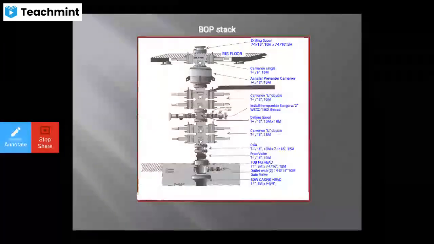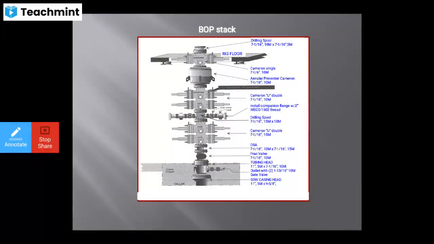So it's an arrangement of your BOP stack. So you can see the rig floor. After that, your drilling spool and Cameron single 7 by 6 inches, 10 meters. Then annular preventer Cameron type. Then 7 by 16 inches at 10 meter. Then Cameron U double also shown.